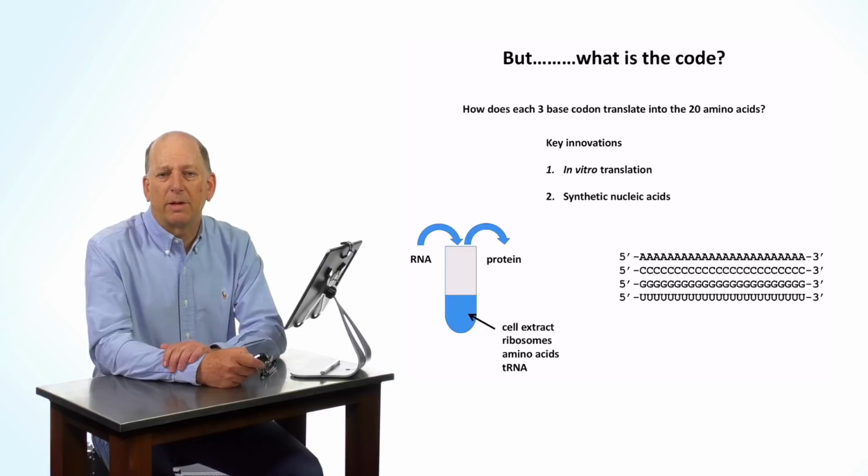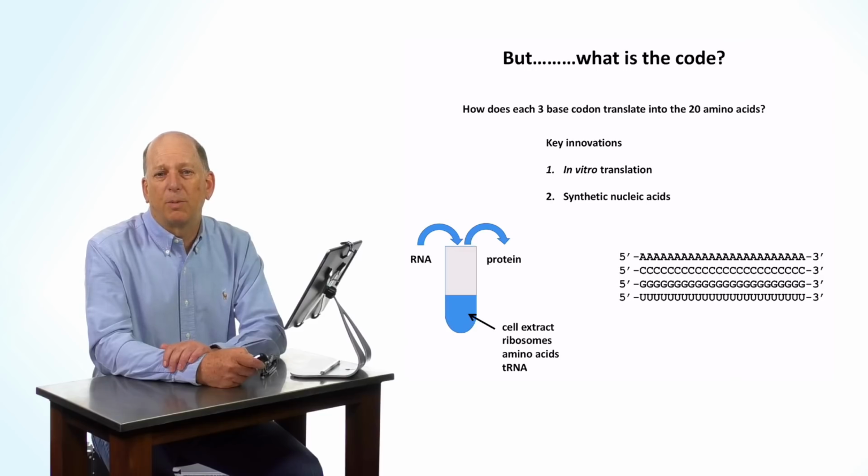The R2 experiment told us that the code is 3 base pairs long, but did not identify how the 20 amino acids, which were known to compose proteins, were encoded. Neither did it explain how the theoretical maximum of 64 codons, that's 4 nucleotides arranged in all possible combinations, were used to encode the 20 amino acids. Nor was punctuation, the start and stop of translation, explained by these experiments. Two key innovations led to identification of the code.